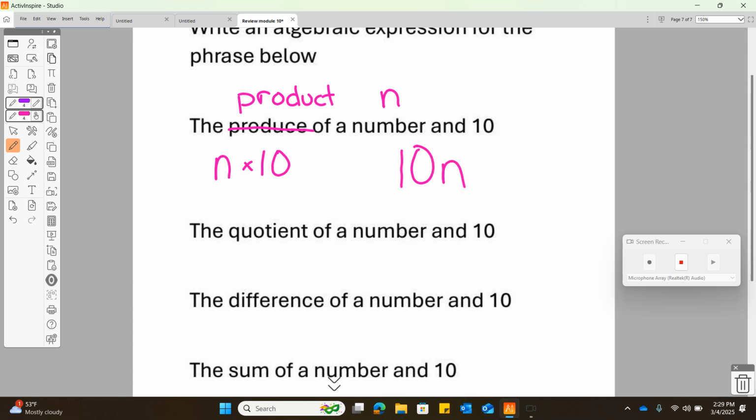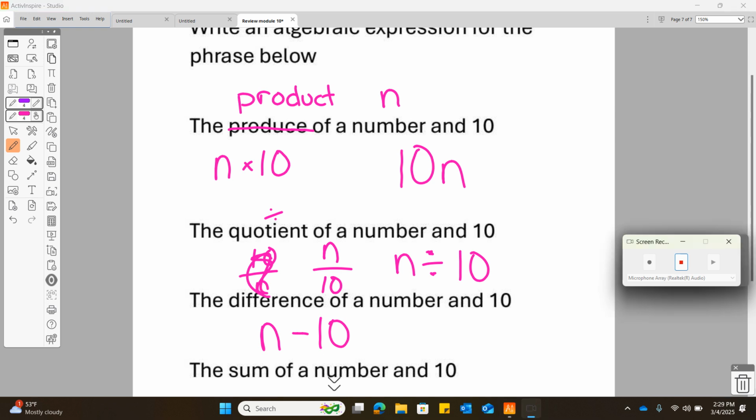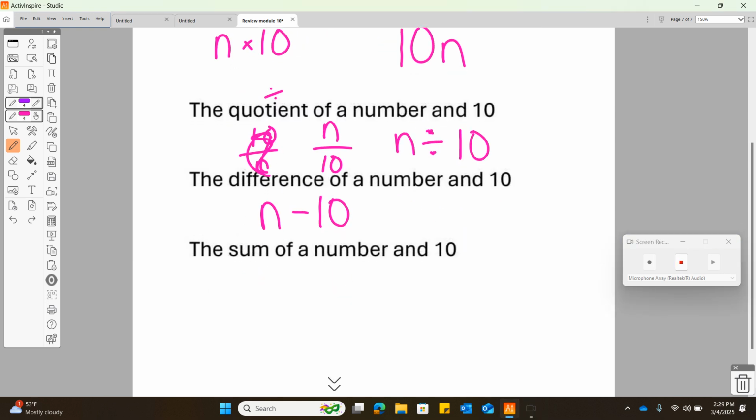Quotient means division, 10, of a number and 10, so the number goes first, then 10, or N divided by 10. Difference of a number, so I'm going to use the letter N. Difference means subtraction, and sum means addition. So this was not a very long video, but it gave you the major points of things that you need to know for our test tomorrow.